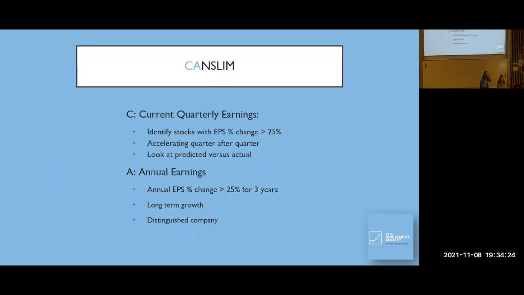So in particular, when we were looking at CANSLIM analysis, C stands for current quarterly earnings. We were talking about identifying stocks with an EPS percentage change greater than 25%. This is one of the things that we need for CANSLIM to hold. Therefore, when we're looking at screening stocks, this is something we're going to be adding in as one of our criteria. So to do this, we're looking at the earnings per share 1 year growth.